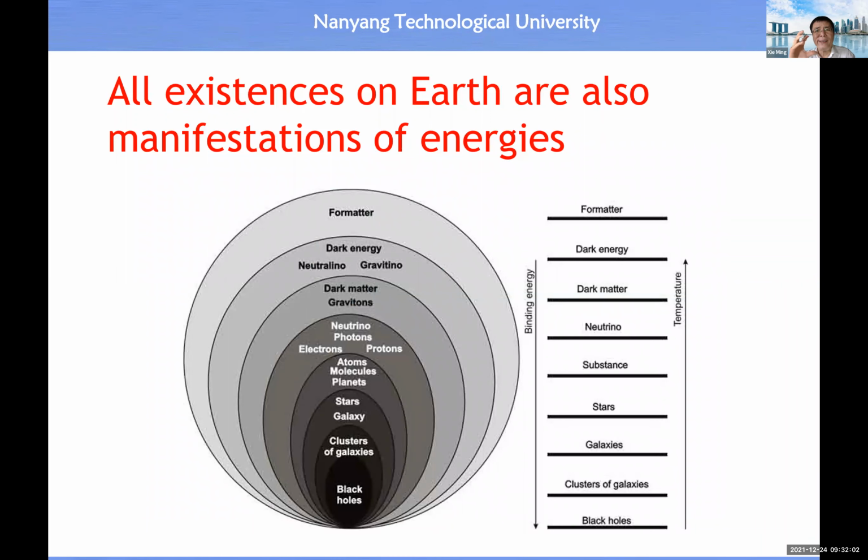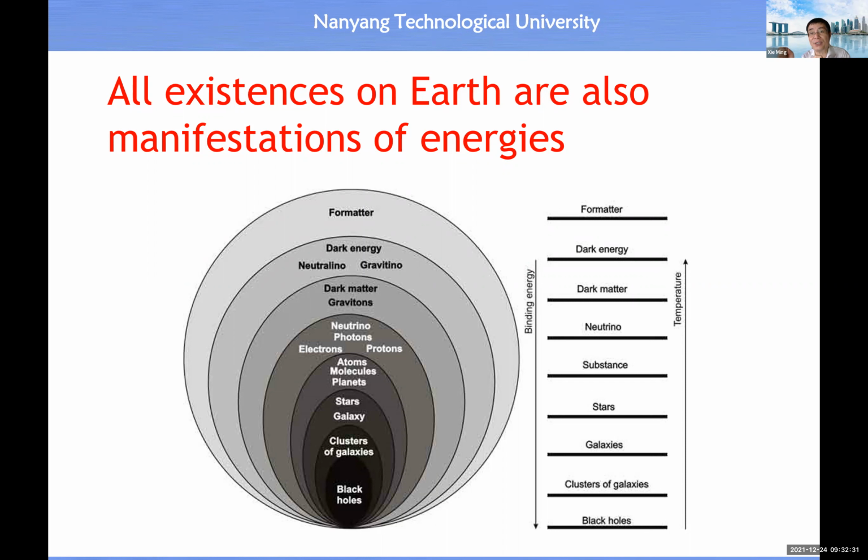This is also background knowledge for you. All existence on Earth is also a manifestation of energy. It is the same in the galaxy, where we have a black hole. A black hole is basically a concentration of energy. It is an entity which absorbs energy so strongly that even light cannot exit. When the light cannot exit, you cannot measure the temperature.